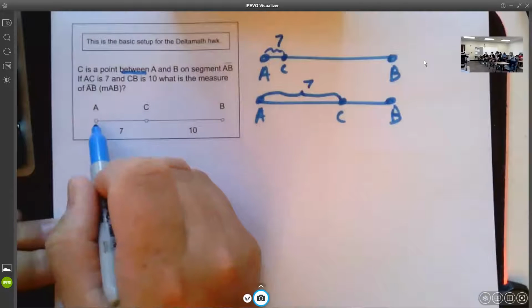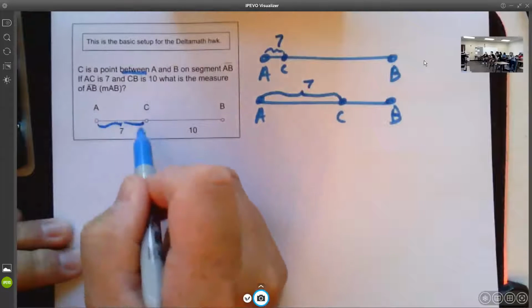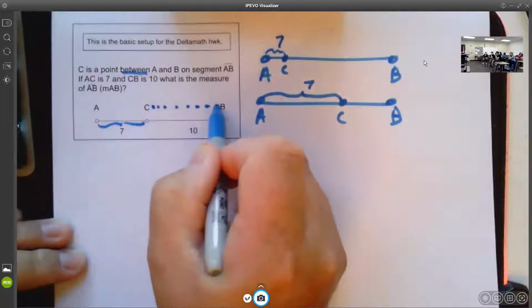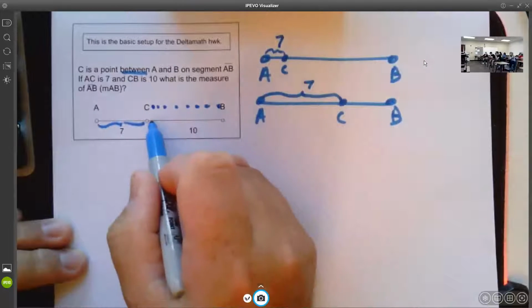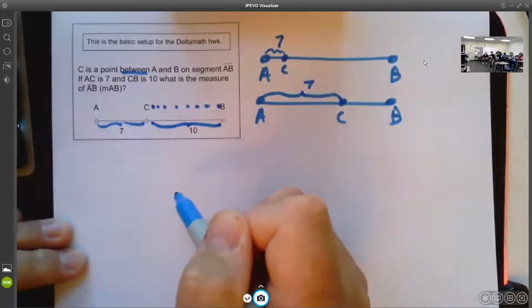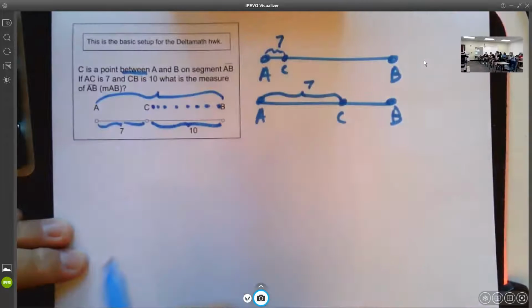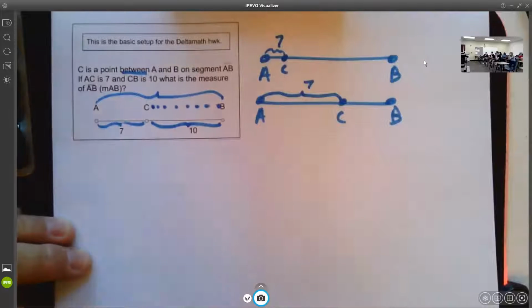So over here, I've labeled from A to C 7. And it says C to B. Well, C to B is 10. There we go. So what's the measure of A to B? Somebody tell me what the measure of A to B is. 17. 17, is that what you said? Yes. Perfect. Done. That's what it is. It's not that big a deal.